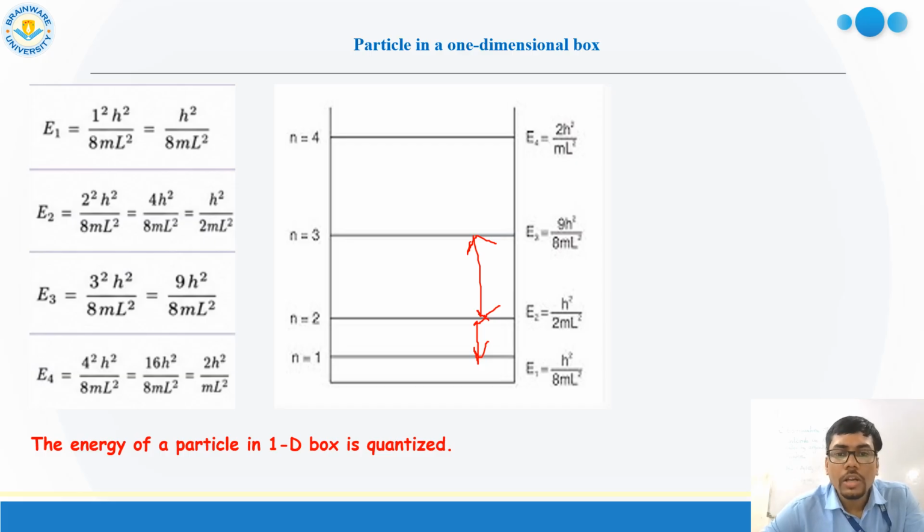Another term that I've already told you: the energy of the particle in a 1D box is quantized. Quantized means there is an energy difference between two successive energy levels. Energy levels are not continuous. There must be some energy gap, which is represented by delta E.